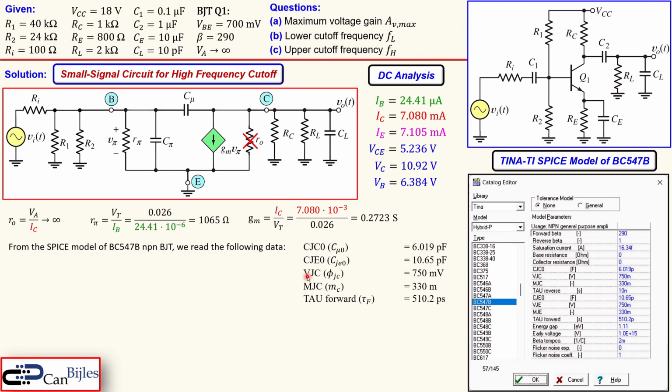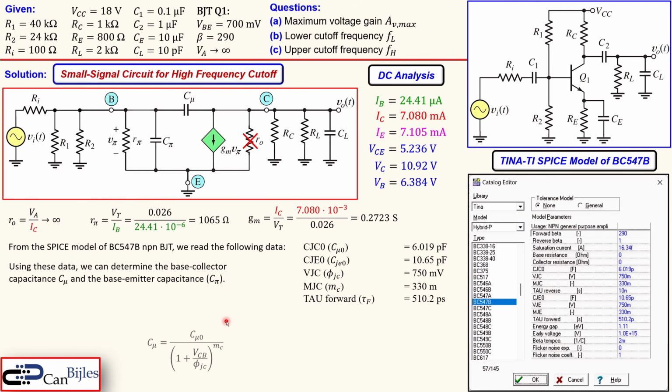And then we have also this built-in potential, which is 750 millivolts here. And we have also this gradient, which is what we have seen, this 330 milli or 0.33. That's all shown here. And we have also this tau forward, so tau F, and it's here 510.2 picoseconds. All right, so using this data, we can determine now the base collector capacitance, and the base emitter capacitance, which is called the C pi. All right, now let's do the C mu first.